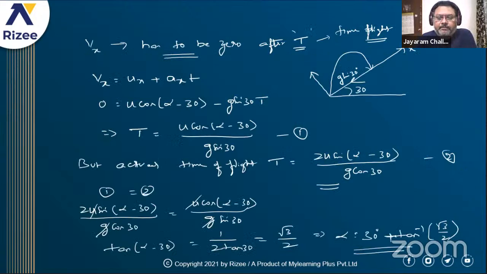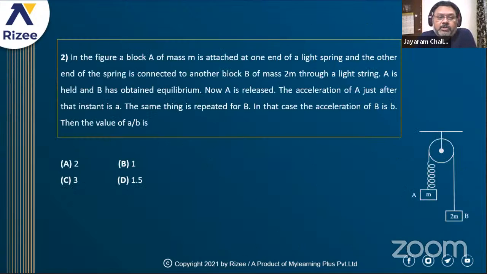Next one. Coming to our next question, in the figure shown. So what is in the figure shown? In the figure, a spring has been connected between M and 2M. Okay, let's go through the question carefully. Block A of mass M is attached to one end of a light spring, and the other end of the spring is connected to block B of mass 2M through a light string.